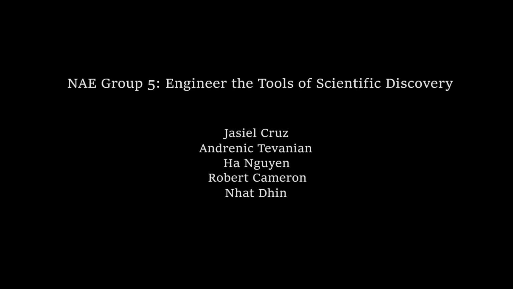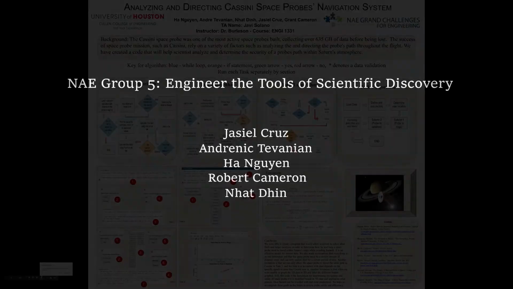The Cassini space probe was one of the most active space probes built, collecting over 635 gigabytes of data before being lost. The success of space probe missions such as Cassini rely on a variety of factors, such as analyzing and directing the probe's path throughout the flight in order to avoid hazardous situations.